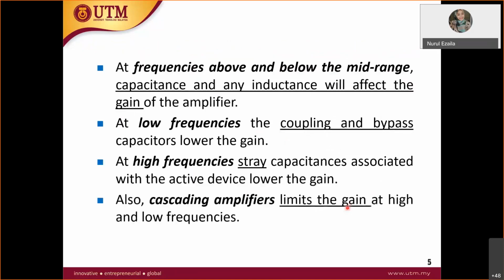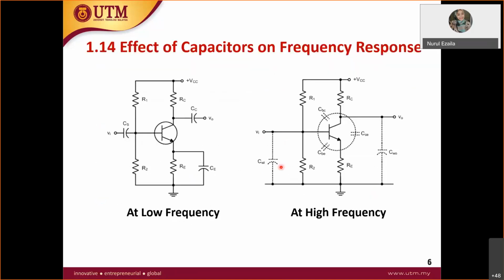Okay. For example, here the stray capacitance. Stray capacitance, in other words, is the internal capacitance. So internal capacitance is the capacitance at each junction, from junction to junction. For example, in here you have your base, collector and emitter.